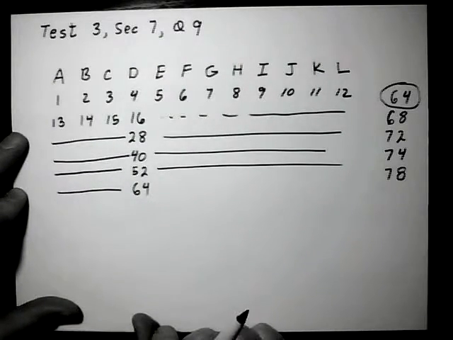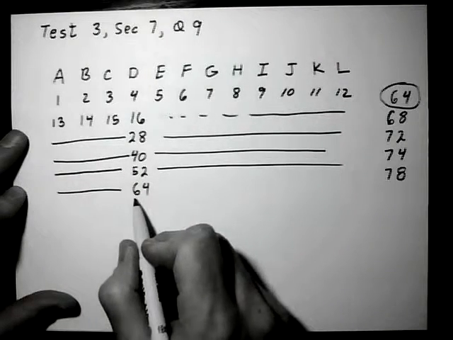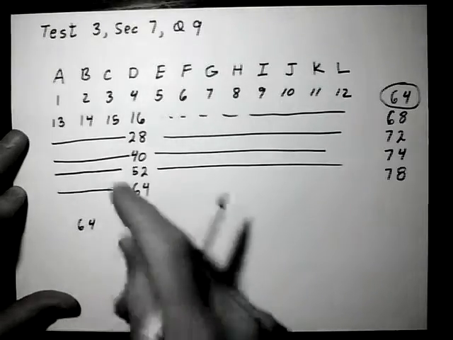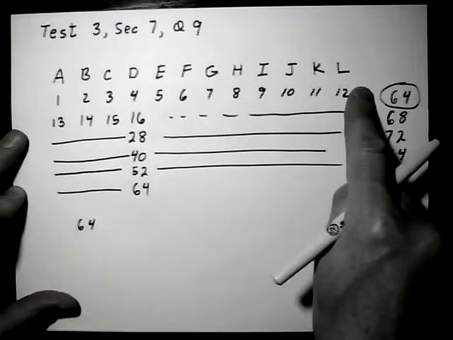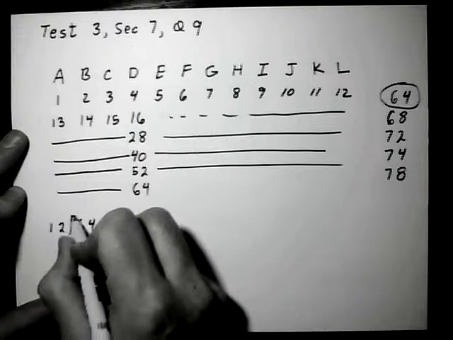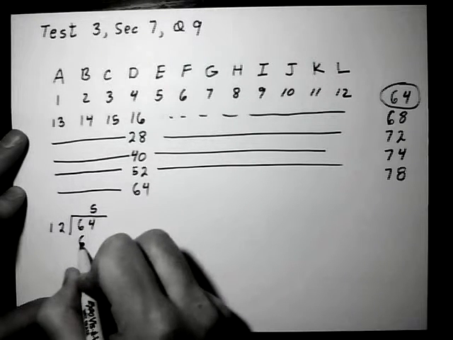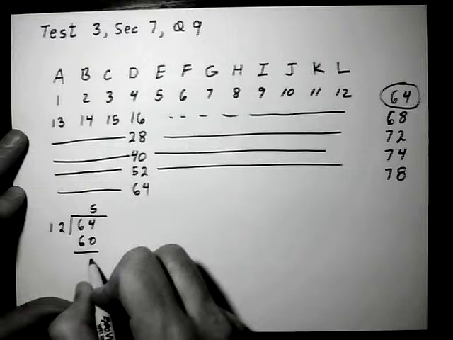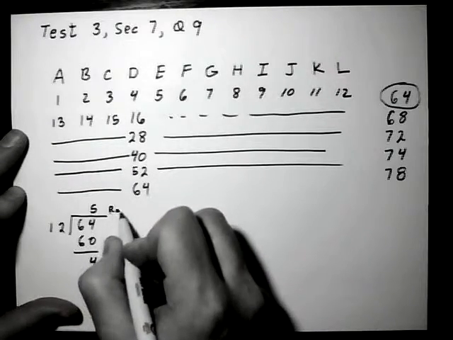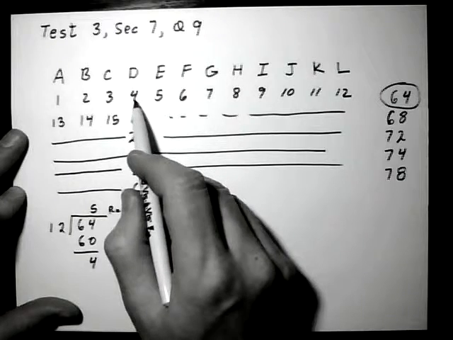But there's a faster way by using the remainder. In this case, if we take the number of tests, 64, and divide that by the total number in the sequence, or 12, using long division, we get a remainder of 4. And that 4 corresponds to the fourth column.